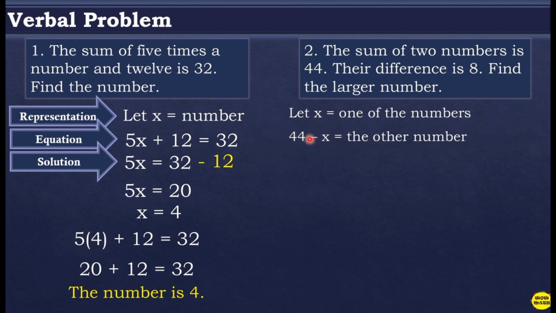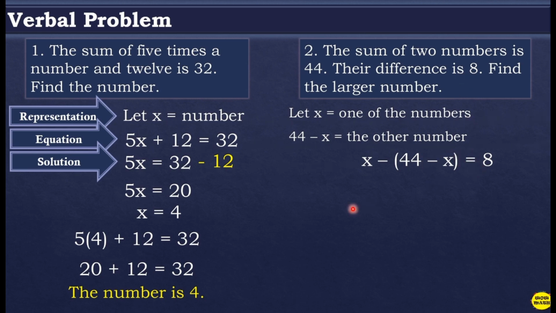Now we already have the representation of the two numbers. The first number is x, and the second number is 44 minus x. Let us have now the equation. Since in the problem the difference of the two numbers is 8, the first number is x. The keyword here is difference, so we are going to subtract the second number, which is 44 minus x. So we have x minus (44 minus x) is equal to 8.